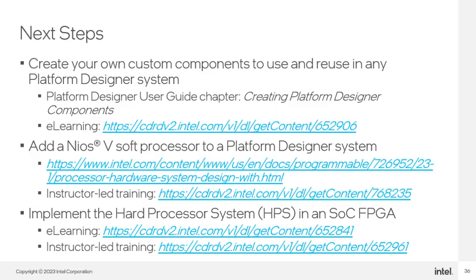So now that you know the basics of building a system in Platform Designer, what can you do next? Here are a few suggestions. As mentioned in the introduction, Platform Designer lets you easily use and reuse IP and system designs. But what if you could create your own component that could be used in any system? Platform Designer includes the component editor, which lets you do this using your own HDL code and a simple wizard. Learn about this process in the Creating Platform Designer Components chapter in the user guide and the linked e-learning.